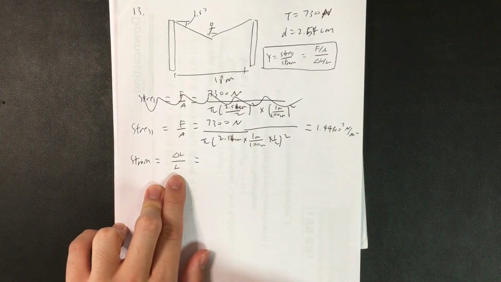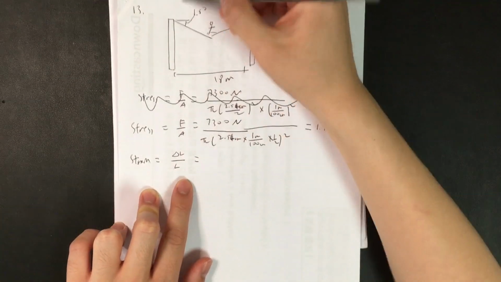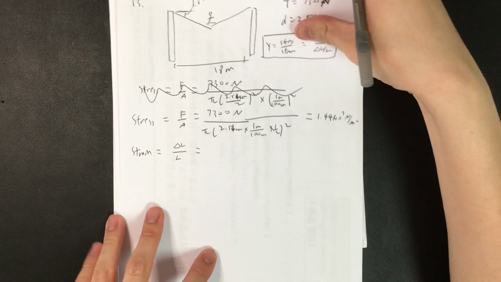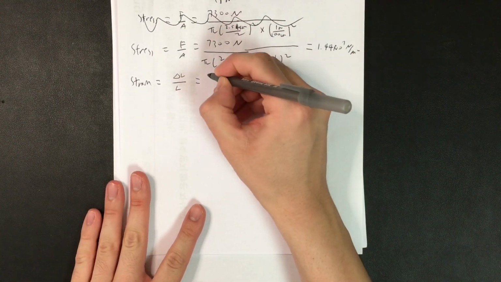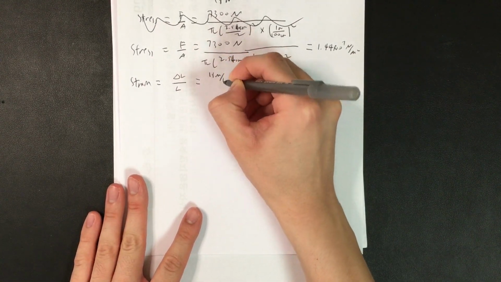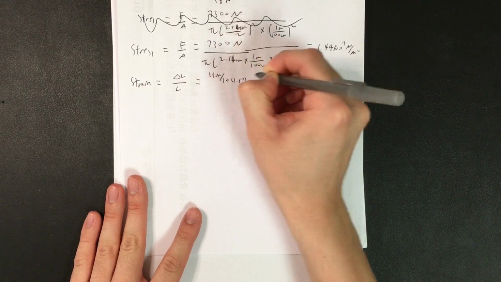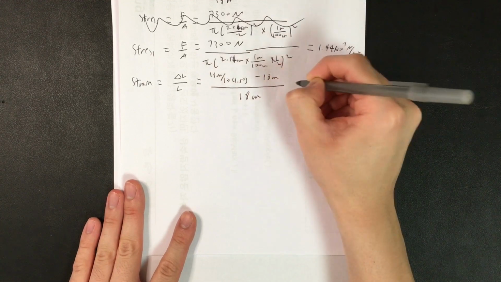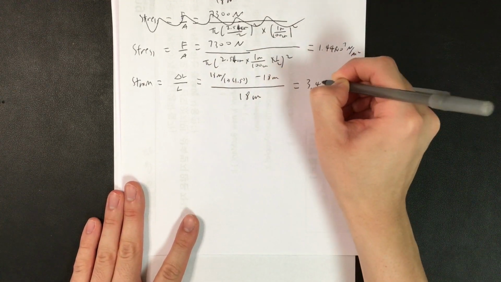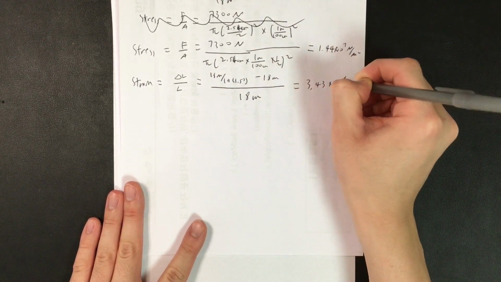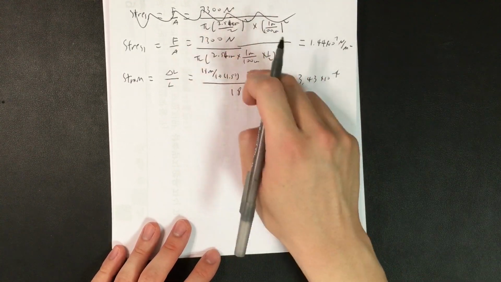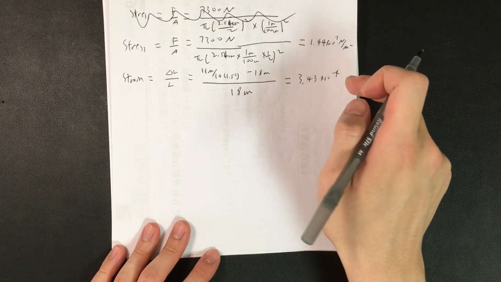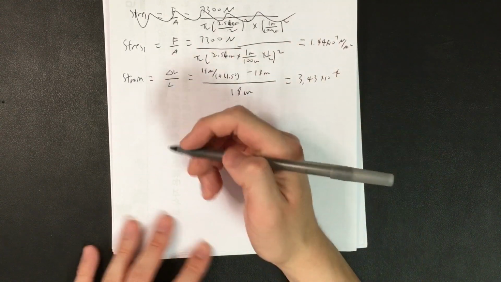Strain is defined as change in length over the original length. And in this case, since the rope is making an angle of 1.5 degrees to the horizon, the change in length equals 18 meters divided by cosine of 1.5 degrees minus 18 meters. And if this is divided by 18 meters, this equals 3.43 times 10 to the negative 4. Now note that both the denominator and the numerator are length, and therefore the quantity strain is dimensionless.